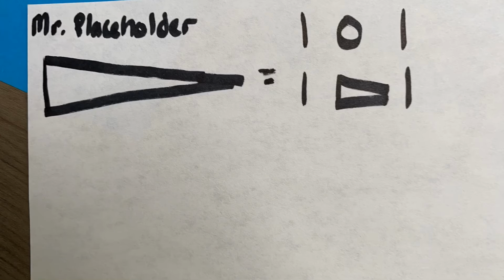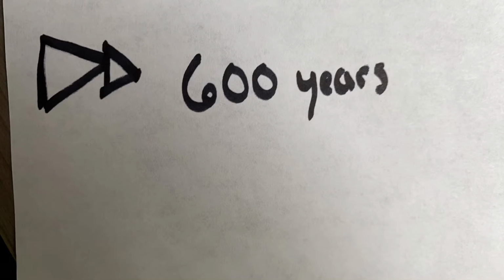As Robert Kaplan suggests, they used wedges as empty number columns for positional value. They call it, or I call it, Mr. Placeholder, 101 or 1 wedge 1. Let's fast forward 600 years.